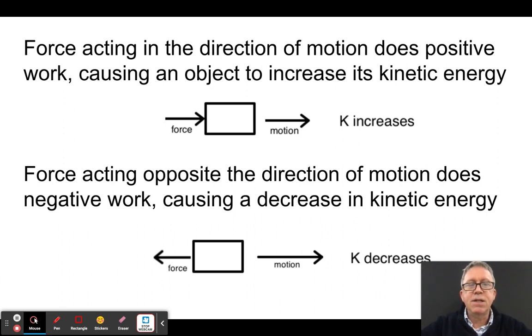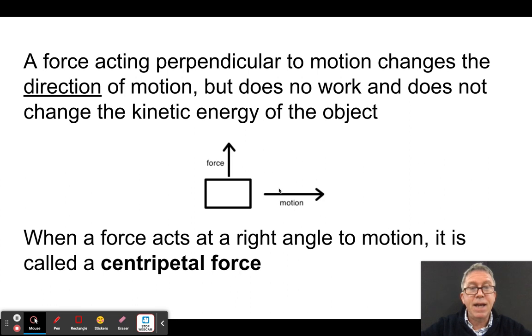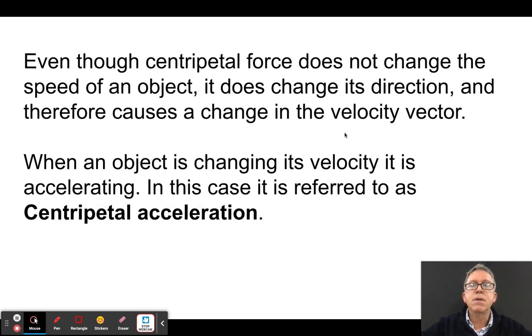But one thing we haven't looked at yet is what if the force is doing neither? What if the force instead is acting at a right angle to motion? There's no forward component, so it's not going to gain kinetic energy. There's no opposing backwards force component, so it's not going to lose. It's going to maintain its kinetic energy. However, it's going to start moving at a different angle. So its direction is going to change, but its speed is not. So it's going to keep its kinetic energy, but it's going to move in a different direction in a circular path. So we call this centripetal force.